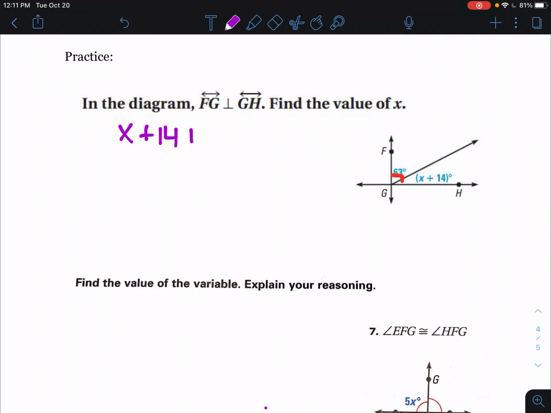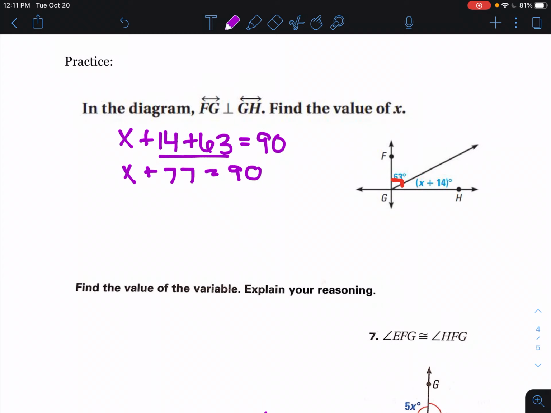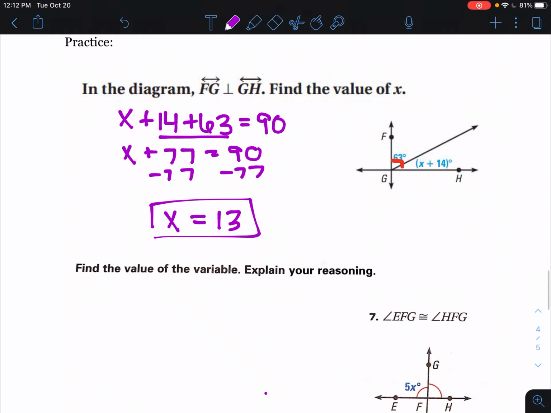x plus 14 plus 63 equals 90. So we're going to find the value of x. With a little bit of algebra, I'm going to combine like terms here. So 14 plus 63 is going to be 77, so x plus 77 equals 90. Then I can take away 77 from both sides. So x is 13. I got that from one of my theorems.